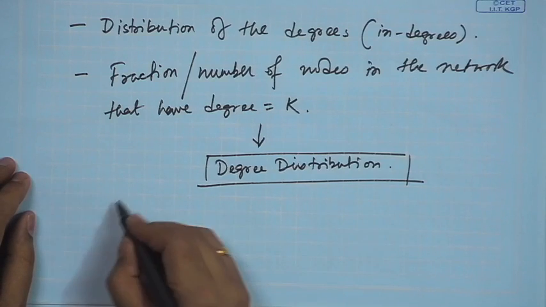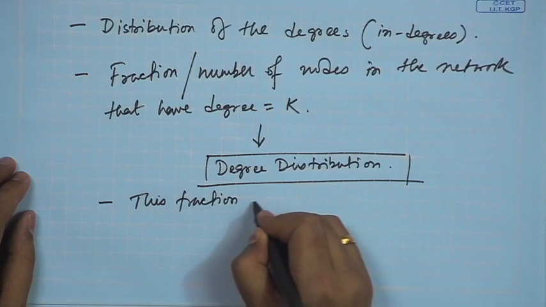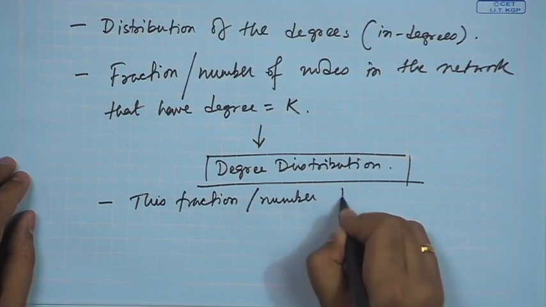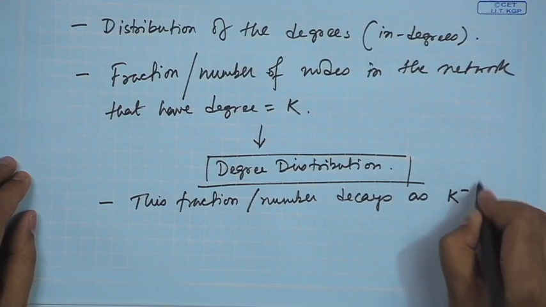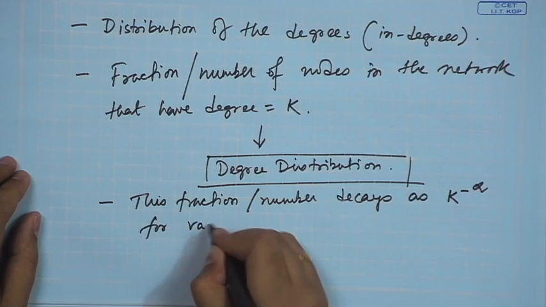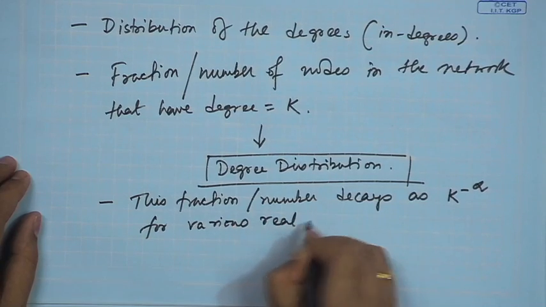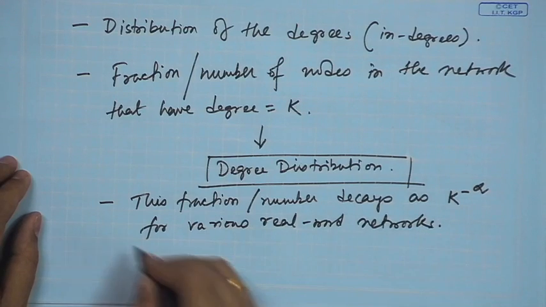So, basically reiterating, the fraction or the number of nodes in the network that have a degree k is defined as the degree distribution, and usually this fraction or number is seen to decay as k to the power of some constant minus alpha, for various real world networks. You can also reinterpret this definition in the following probabilistic term.